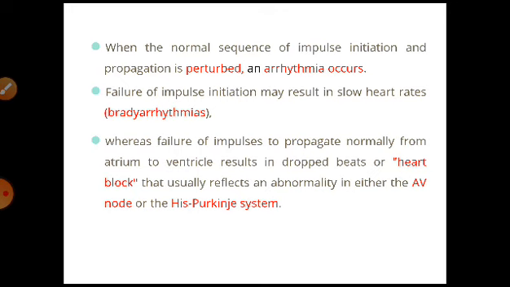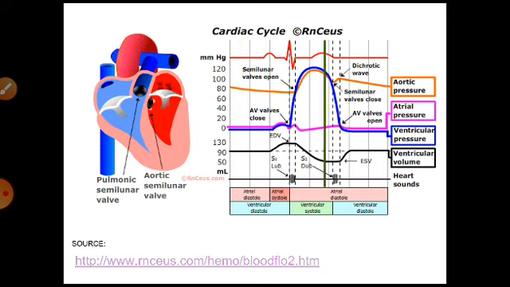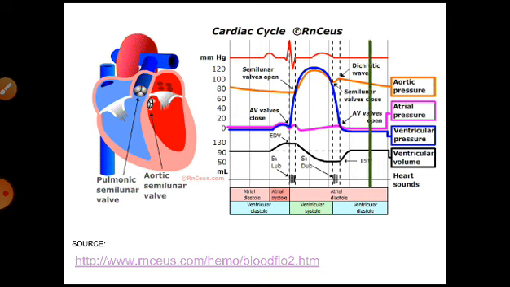The AV node and His-Purkinje system are the main components of the conduction system, while the SA node's main responsibility is to generate the impulse. So it generates it and passes it on to the AV node. Now it's the AV node's responsibility to conduct it properly. So as I told you, to understand cardiac arrhythmia, we have to understand the normal rhythm.